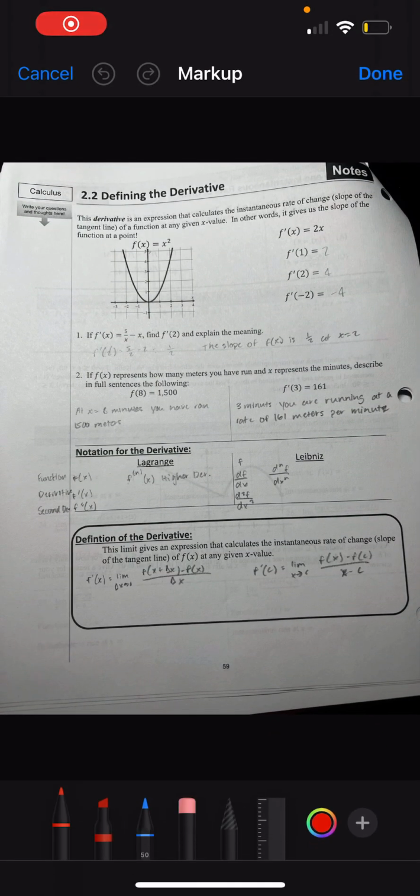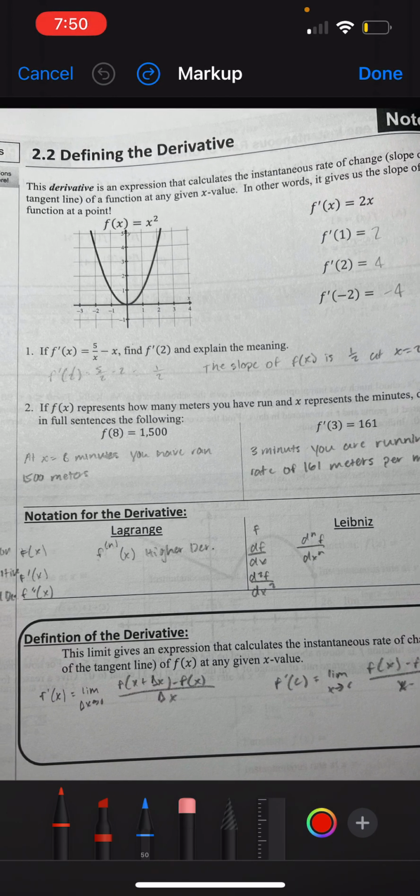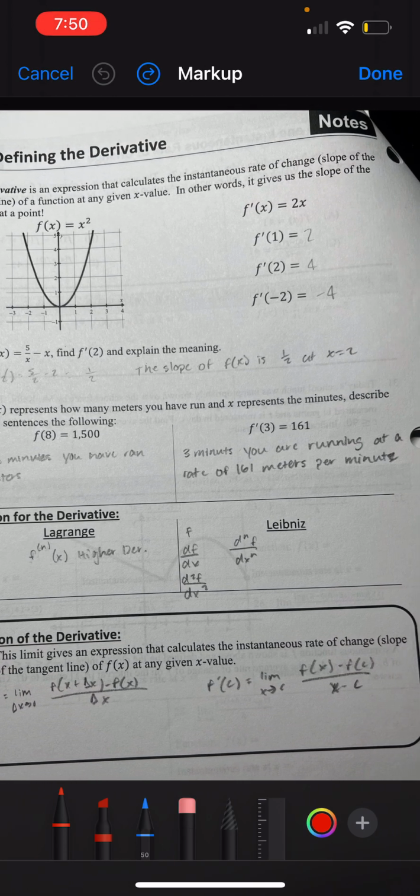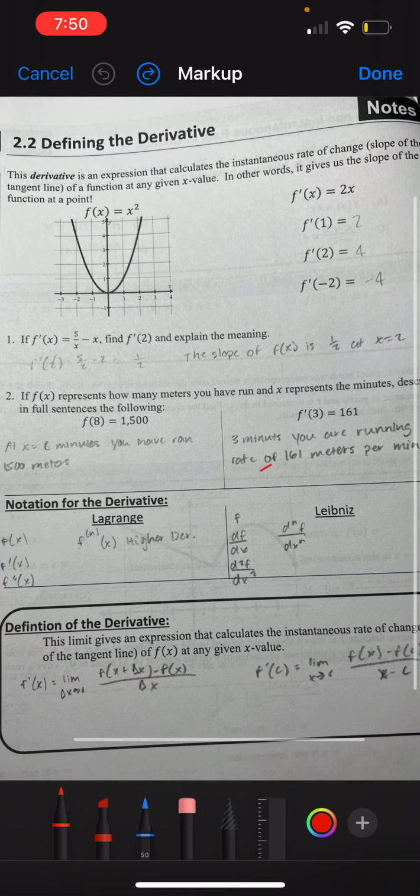Okay, so 2.2, defining the derivative. So let's just start from the top. This derivative is an expression that calculates the instantaneous rate of change of a function at any given x value. In other words, it gives us the slope of the function at a point.